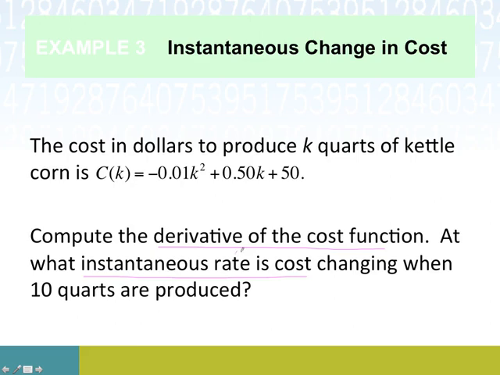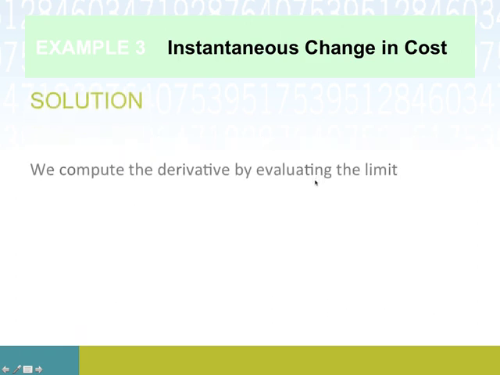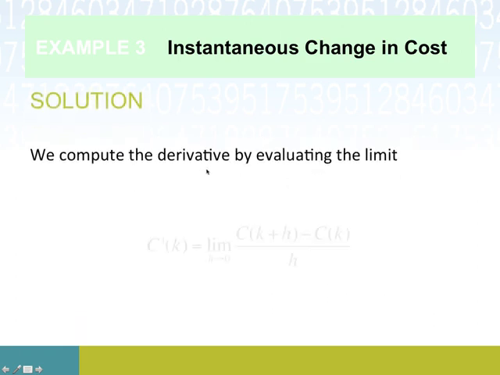So I could even write these are equal to one another. So at what instantaneous rate is cost changing when 10 quarts are produced? So we're going to find some instantaneous rate, and then we're going to figure out what it looks like at, I think, k equals 10, since k is how many quarts we produce. So we can figure out the derivative.